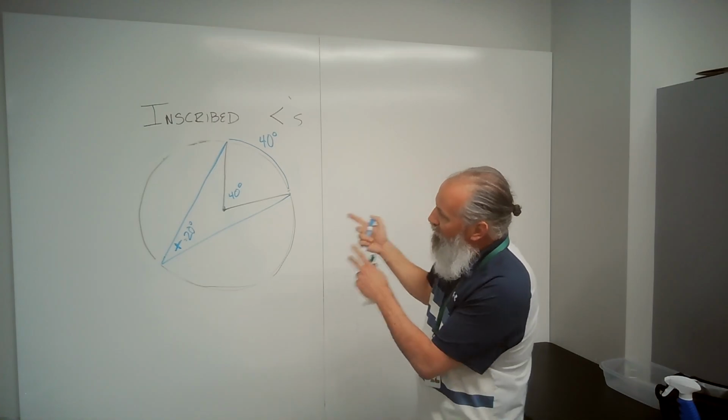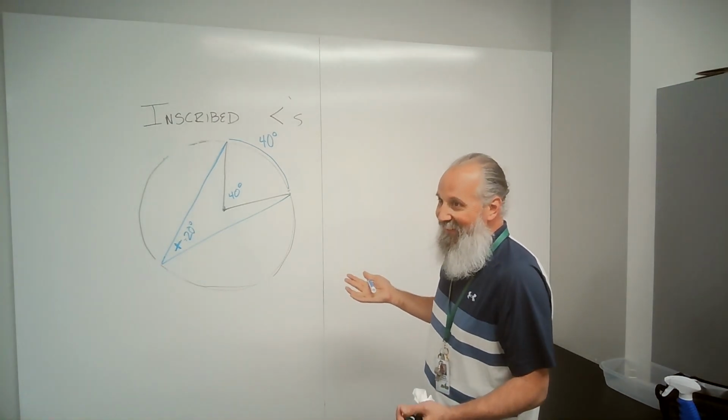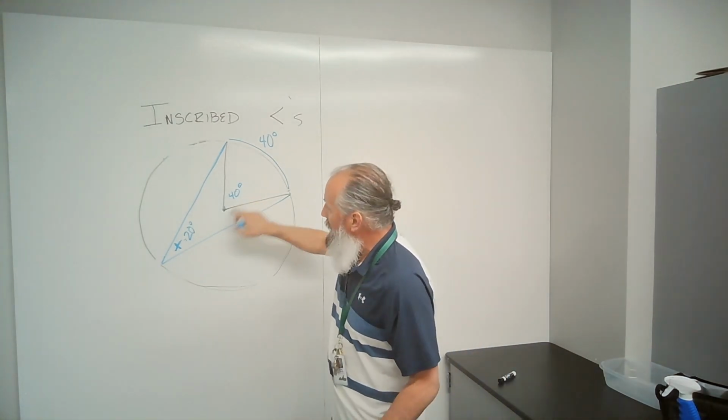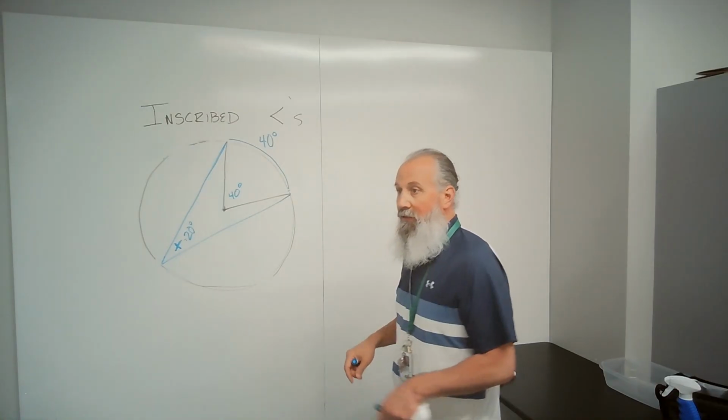If you've got this Star Trek looking shape, do you know what Star Trek is? Then this angle is twice that angle, just like the arc is. So far, so good?